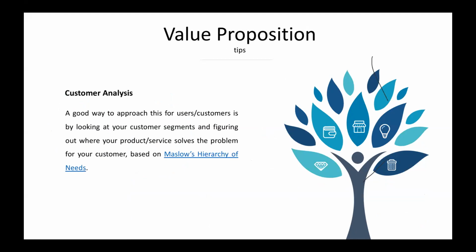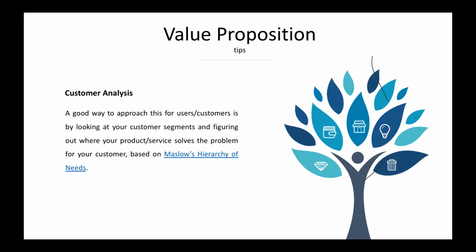So diving into that, a tip for the value prop is a good way to approach this for your user customer is by looking at your customer segments and figuring out where your product service solves the problem for your customer based on Maslow's hierarchy of needs. If you really look at Maslow's hierarchy of needs and study it, there's a lot of different elements that you could be diving into in regards to sustainability, or maybe even a need for people to feel belonging. And so you want to connect with what is it that you're solving for your customer.